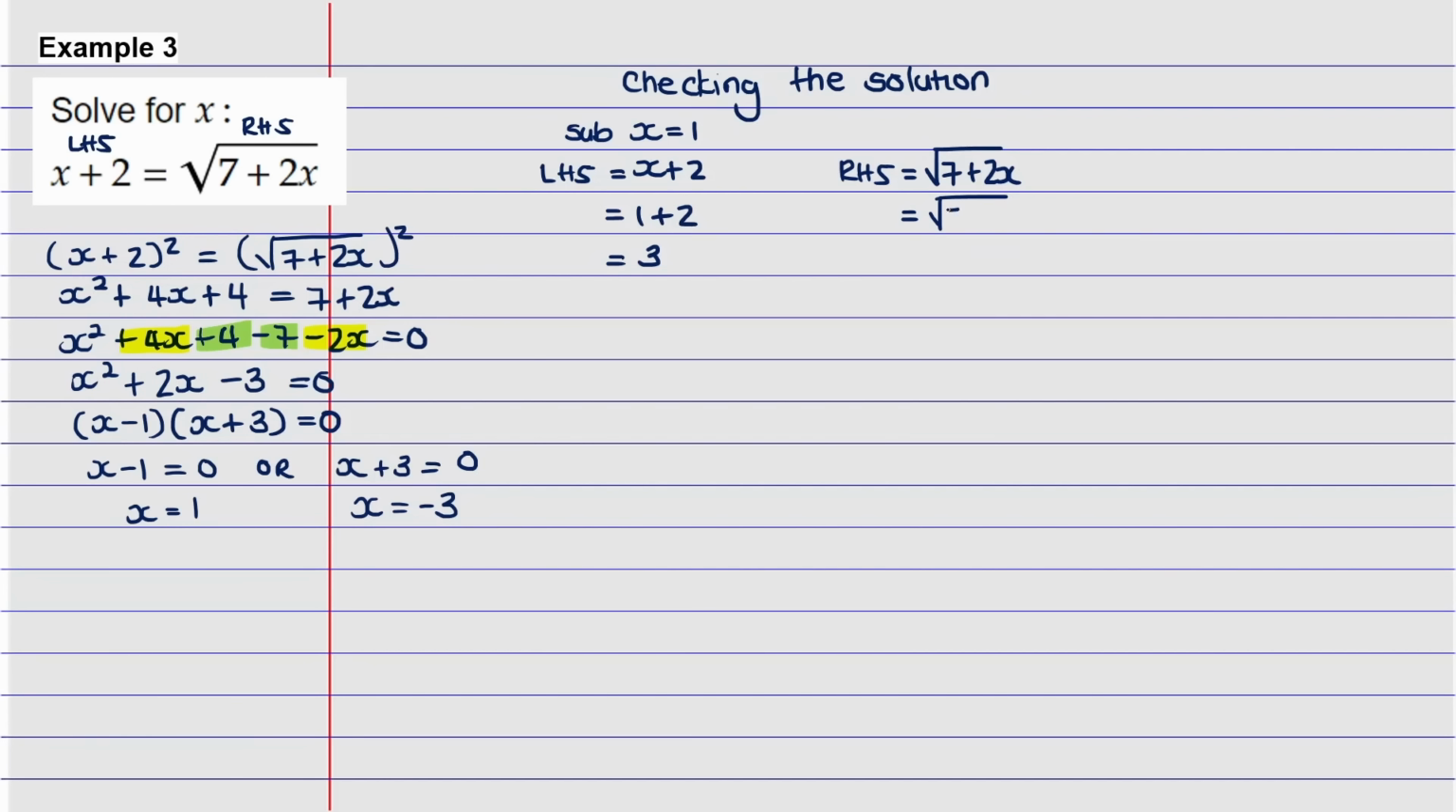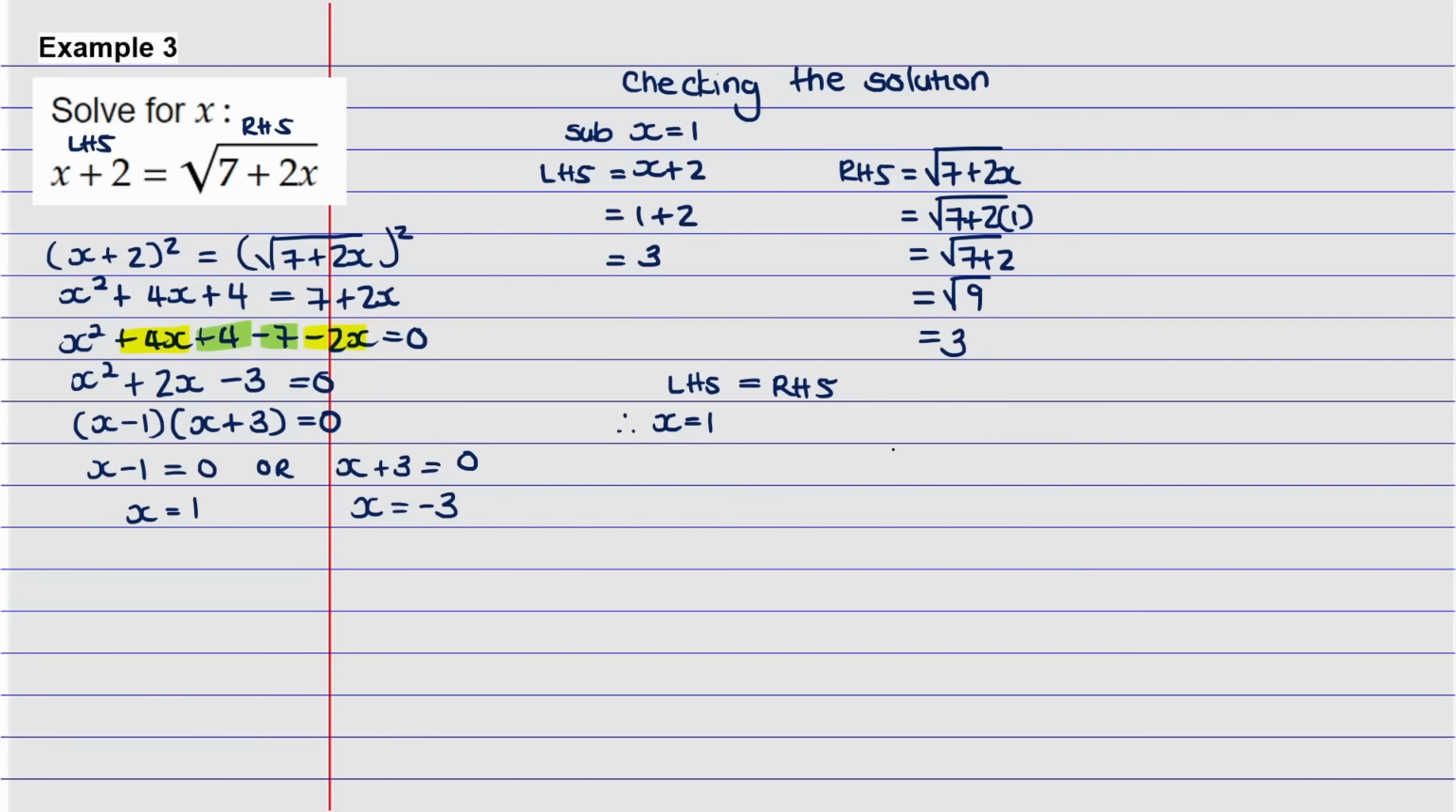So this is going to be the square root of 7 plus 2, then this is going to be 1 here. So 7 plus 2 is going to be 9. What is the square root of 9? It's basically 3. So we see that when we substitute 1, the left-hand side and the right-hand side are equal. The left-hand side is equal to the right-hand side, right? That means x equals 1 is part of our solution. So that's sorted, therefore x is equal to 1.